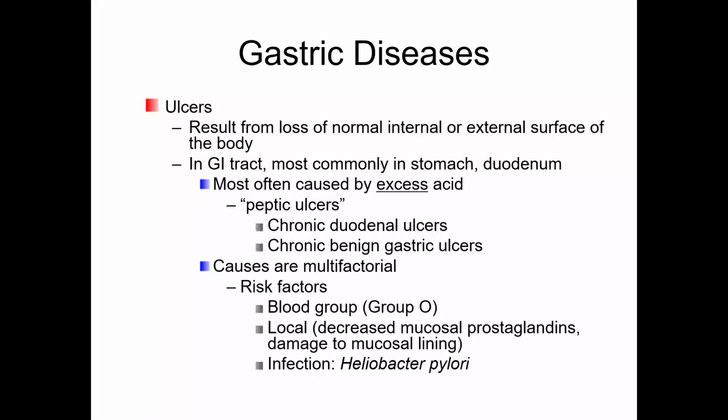Gastric diseases, so starting with ulcers. Ulcers result from the loss of normal internal or external surface of the body. In the GI tract, it's most commonly found in the stomach or in the duodenum. Most often caused by excess acid, so peptic ulcers. There's chronic duodenal ulcers and there's chronic benign gastric ulcers. Causes are multifactorial, but there are some risk factors, including the blood group, so group O, local, so decreased mucosal prostaglandins and damage to the mucosal lining locally, and an infection with Helicobacter pylori.